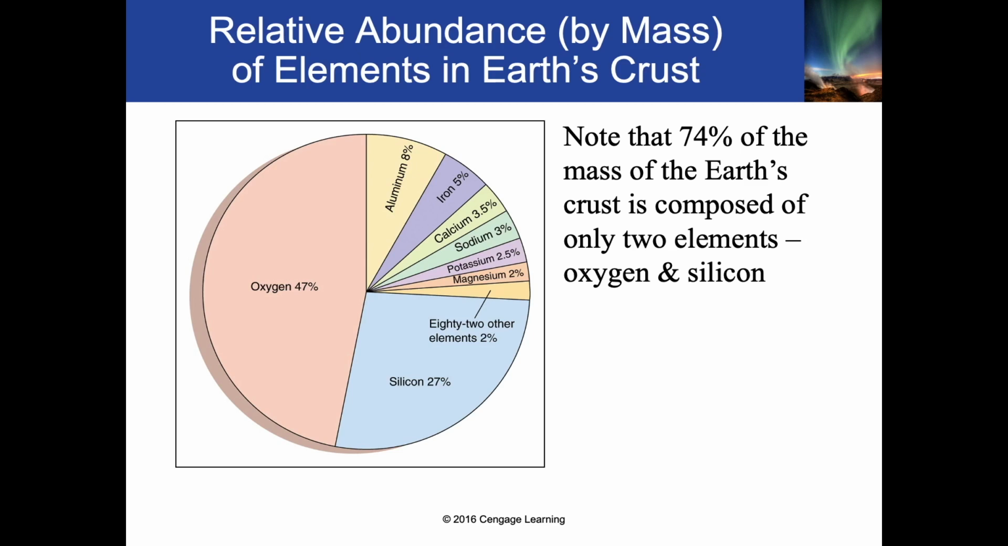But then we have all these other things too, like 82 other elements is this little guy right here, that little tiny little guy, 2%. Magnesium, 2%. Potassium, 2.5%. Sodium is 3%. Calcium is 3.5%. Iron is 5%. Aluminum is 8%, right? So it's interesting that when we see the world around us, most of it is like solid stuff, right? You know, walls and floors and desks and stuff like that. But the vast majority of the elements in the Earth's crust is what? It's a gas, right? It's kind of crazy that way.